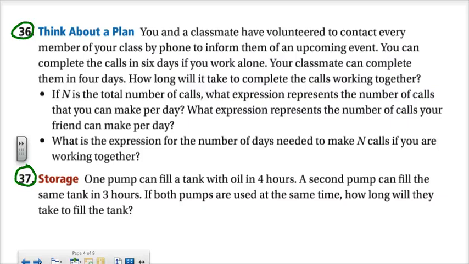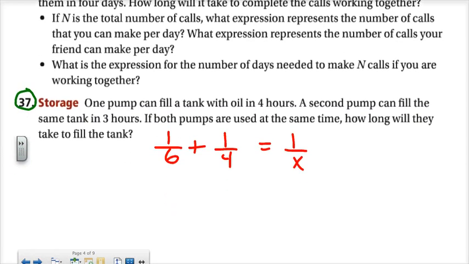All right, so here's what we want to do in number 36. We know that for you, you can complete one job in 6 days. Your classmate can complete that one job in 4 days. And we want to know together, how long would it take you to complete that one job? So this is really just 1/6 plus 1/4 equals 1 over x. And that's what we need to solve.